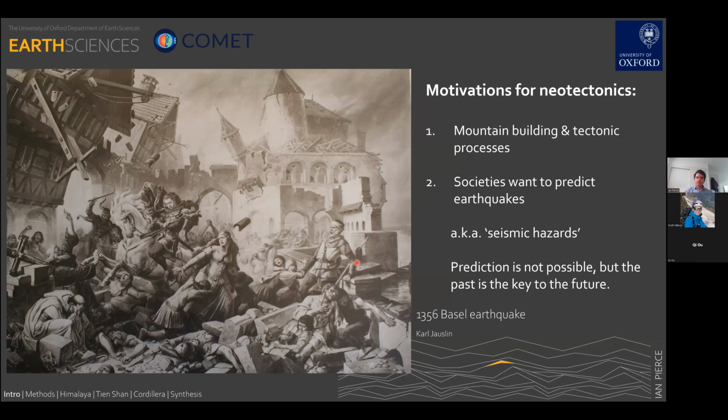And while this research is motivated in part by a desire to understand questions like these on tectonics and mountain building processes, it is also largely motivated by the desire to predict earthquakes. Societies want to know where, when, how often, and how big earthquakes can be. But prediction is currently not possible. And because the period of human observation is short compared to most earthquake cycles, we have to rely on paleoseismology to answer these questions, project the past records of earthquakes into the future.